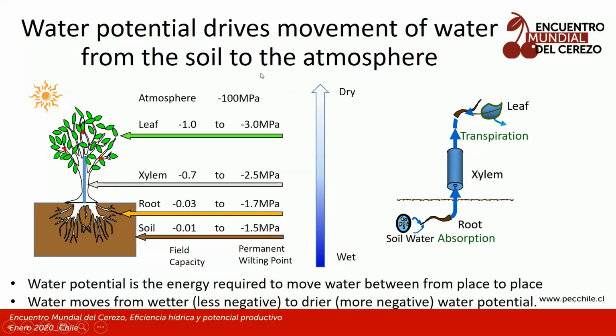The atmosphere has the most negative water potentials, and this is what drives the movement of water from the soil, to the plant, through the plant, to the atmosphere as transpiration when the leaf stomates are open.